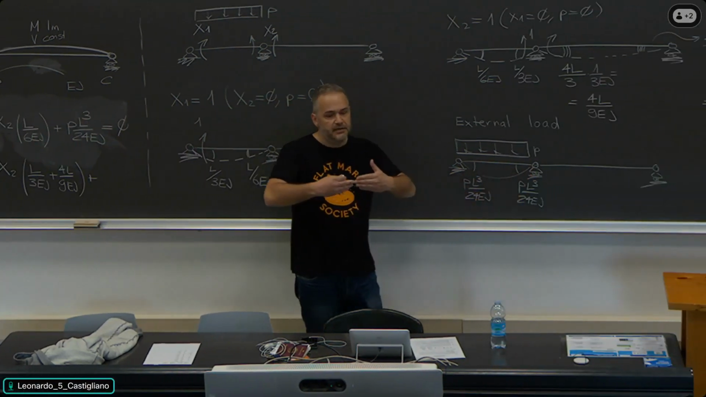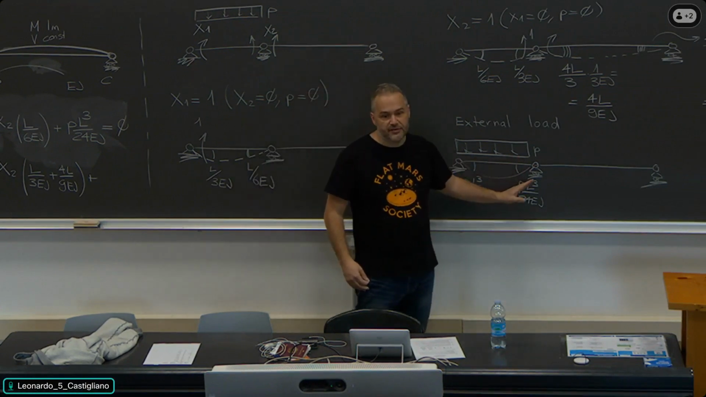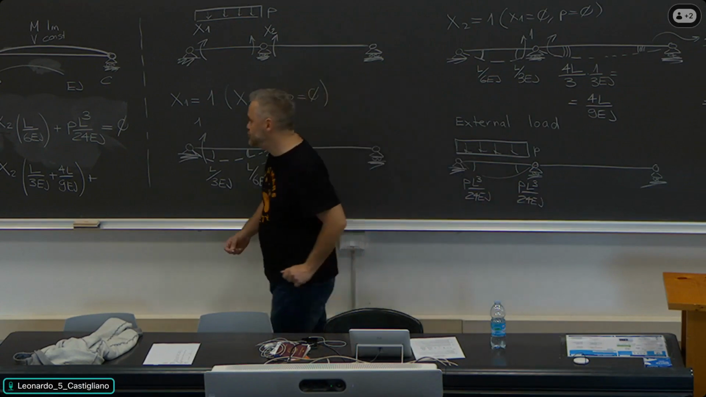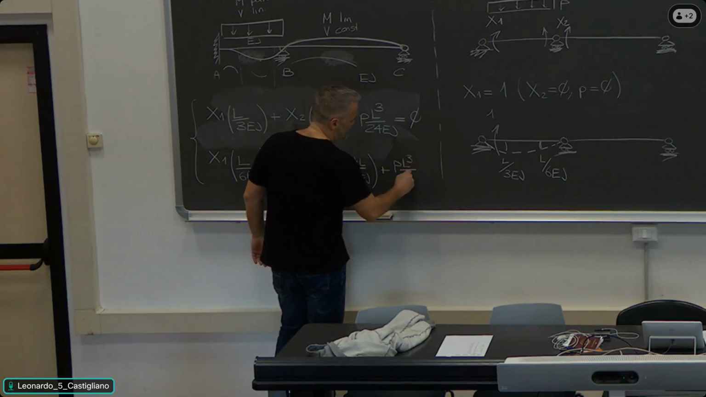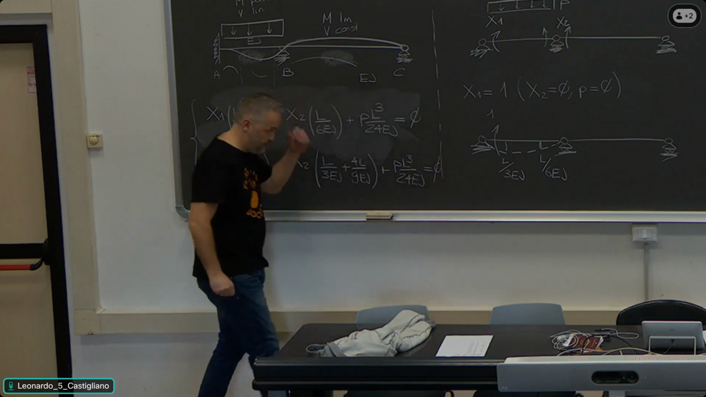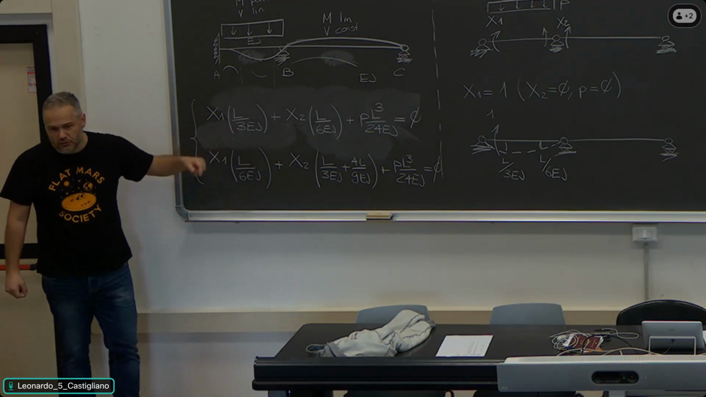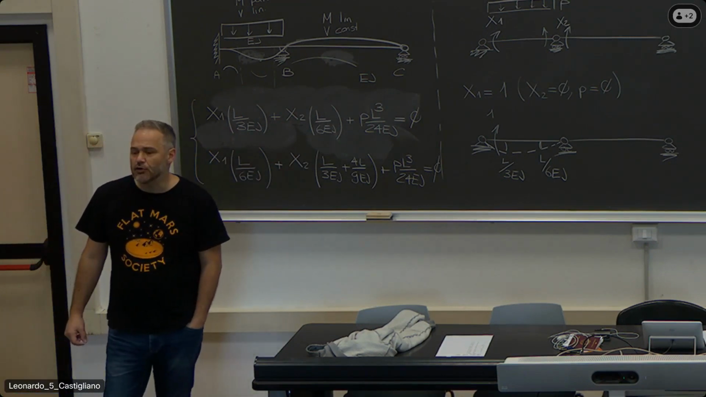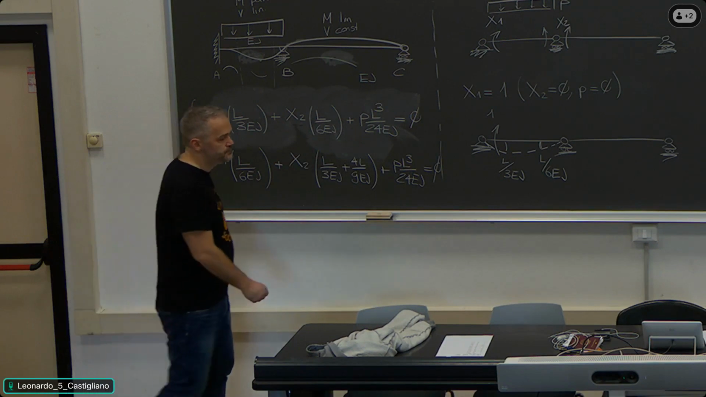Again, the angle widens only to the left by PL to the power of 3 divided by 24EJ. So here again, PL to the power of 3 divided by 24EJ, and this is equal to 0. Two compatibility equations, two unknowns. The problem is well posed. I can solve it and work out my two unknowns and then go on with the solution.